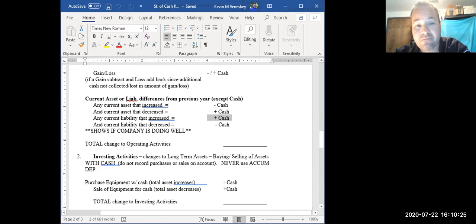And then just the opposite, if my liability goes down, let's say my wages payable went from 3,000 down to 1,000, that means I paid my workers. And if I paid them, I need to show that I lost money.